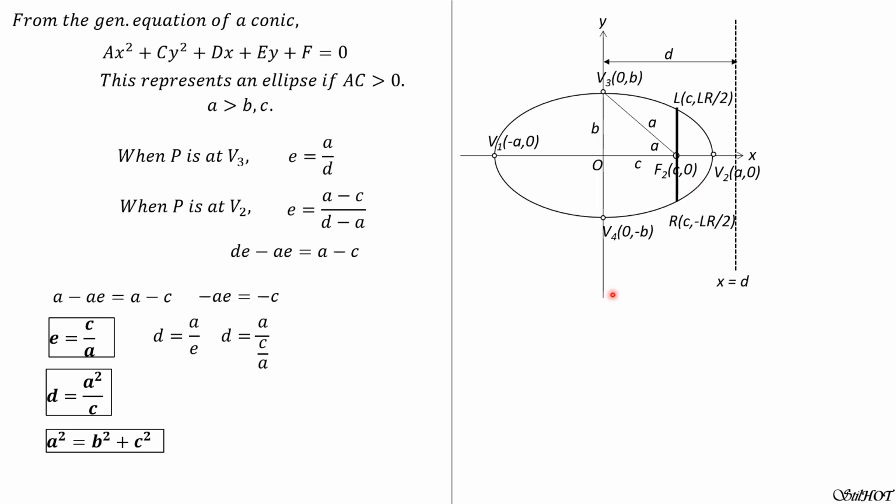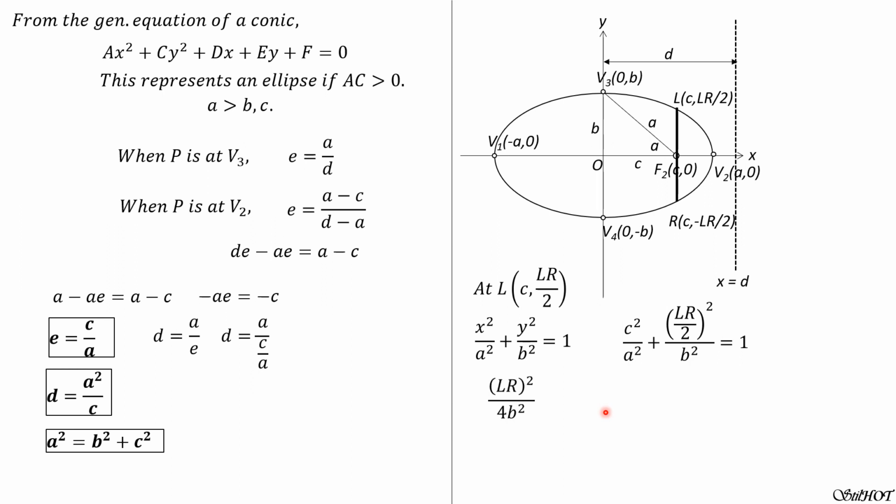Since these points lie on this ellipse, and this ellipse has the equation x squared over a squared plus y squared over b squared equals 1, we can derive the length of the latus rectum. So at L, which is at C comma LR over 2, substitute into the equation of this ellipse with center at the origin. X squared over a squared plus y squared over b squared equals 1. We replace x by C and y by LR over 2. So we have C squared over a squared plus quantity LR over 2 squared over b squared equals 1, which is LR squared over 4b squared equals 1 minus C squared over a squared.